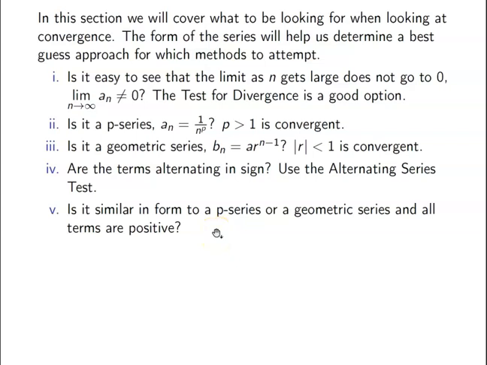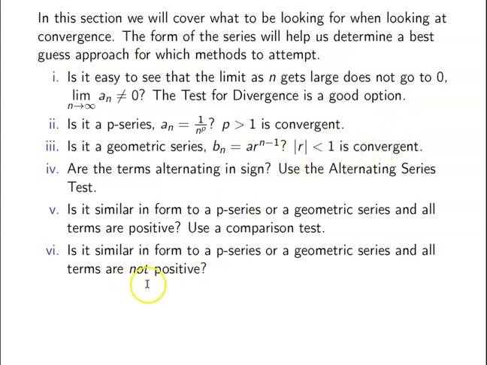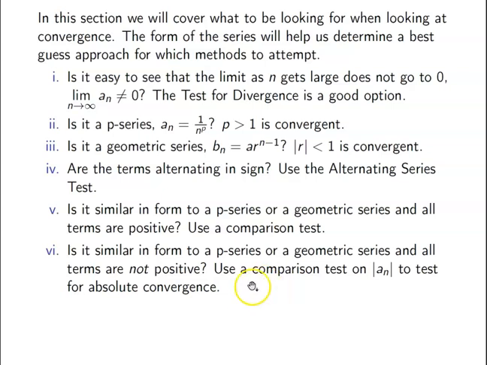Is it similar in form to a p-series or a geometric series? Two important series that we know about. If it is, then we should probably compare it to a p-series or a geometric series, okay? Is it similar in form to a p-series or a geometric series, but the terms are not all positive? Then we can use the comparison test on the absolute value of the sequence to test for absolute convergence. So that's pretty nice as well.